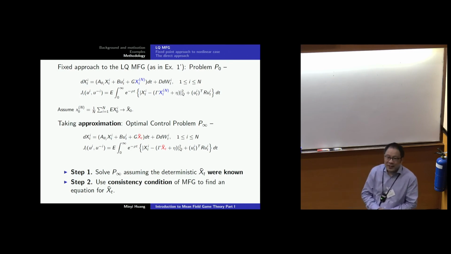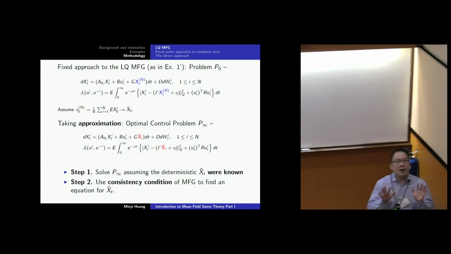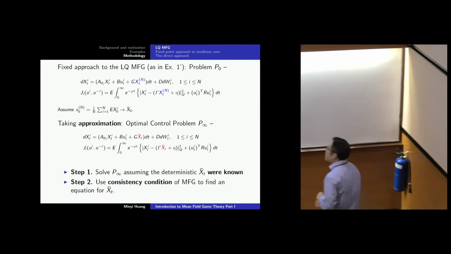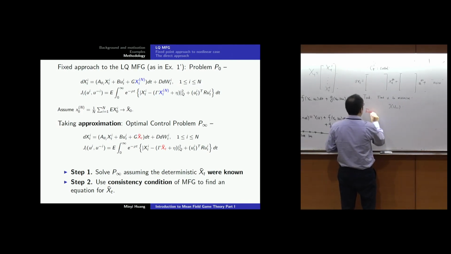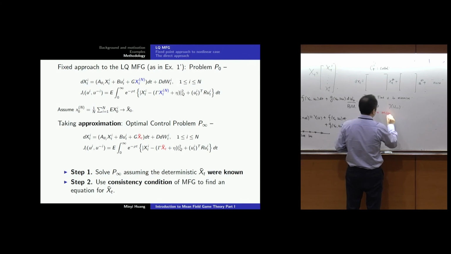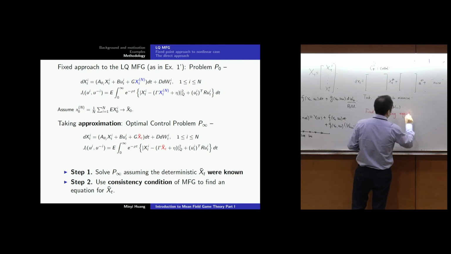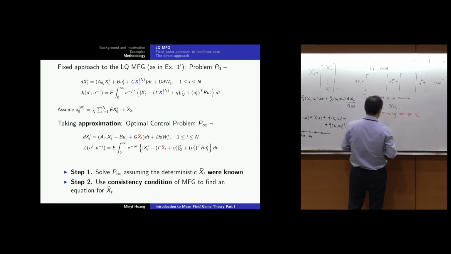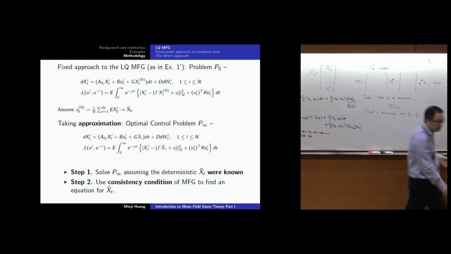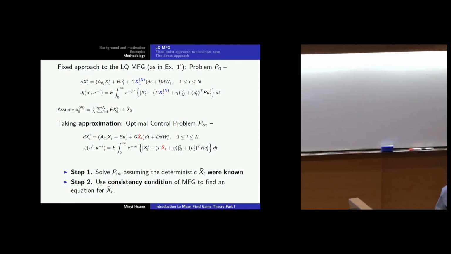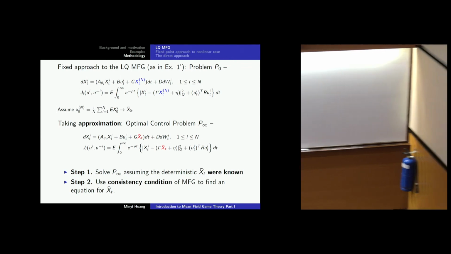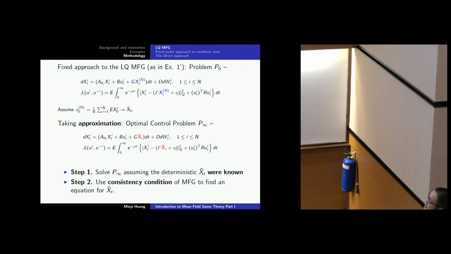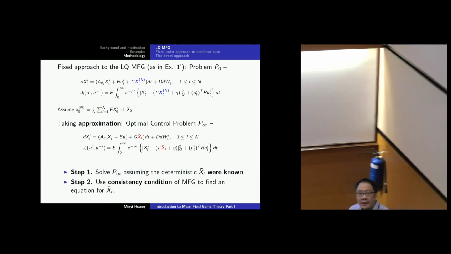So roughly here, the situation is very similar. We need to find a missing equation for xt bar. So this is the importance of the consistency condition. The question is how to do that.